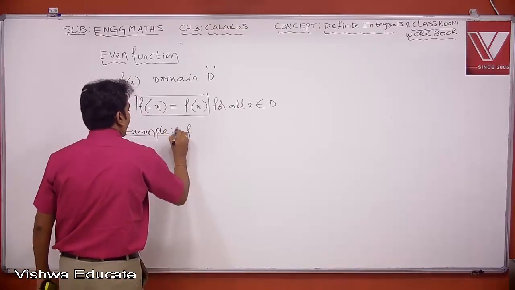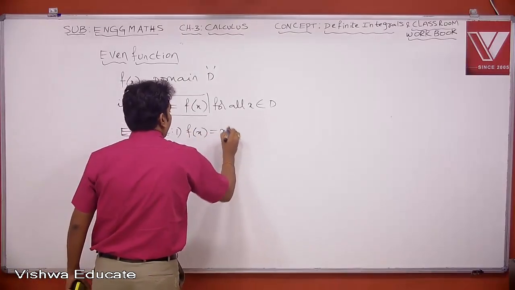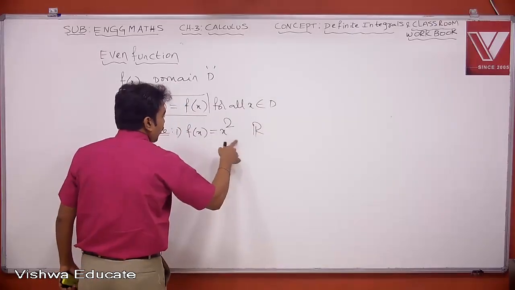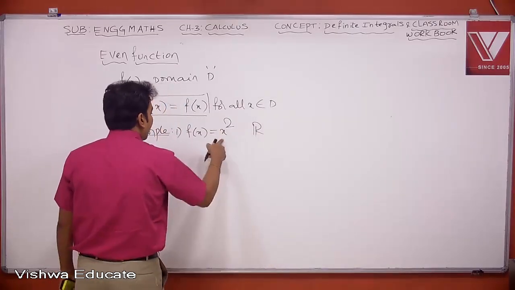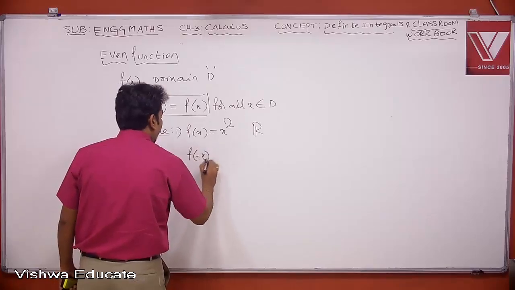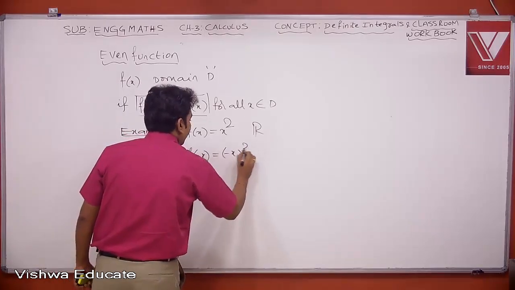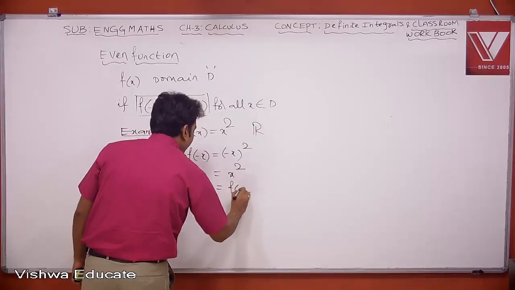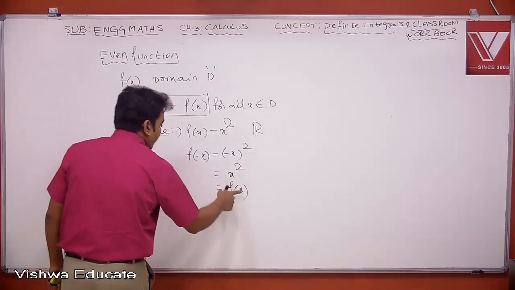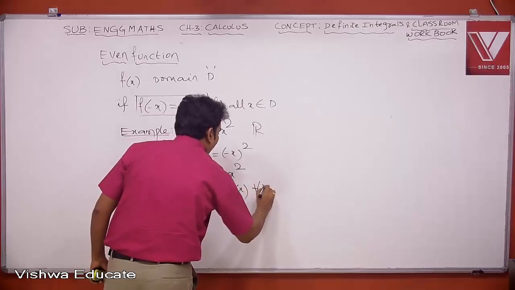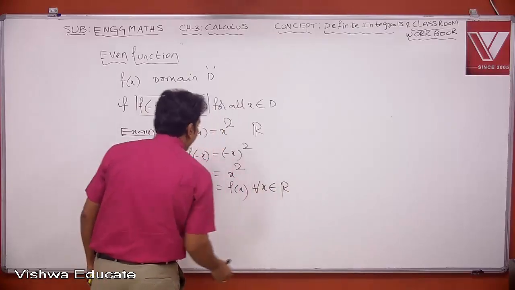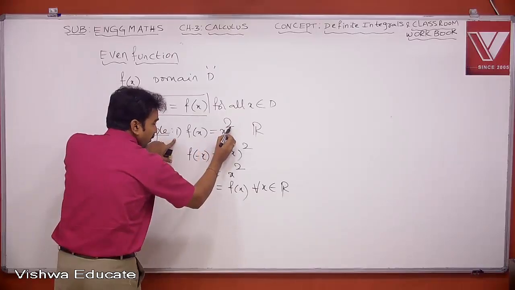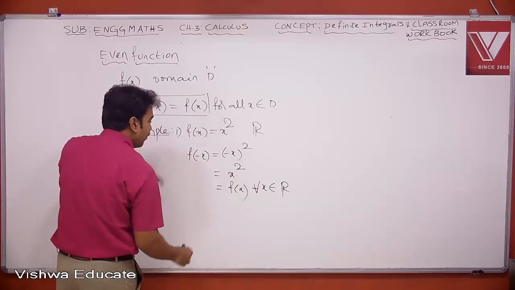Suppose f of x equal to x square. Now here the domain of this function is R. For all real numbers, x square is a finite value. Now when you replace x by minus x, this becomes minus x whole square, which is x square. So here this is f of x. So f of minus x is f of x for all x belong to R. Therefore, this is an even function, because of this even power, x square is an even number.